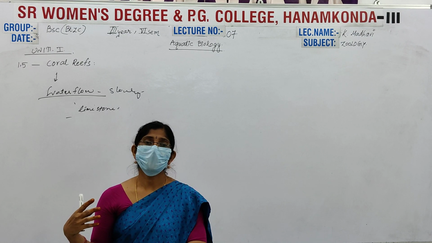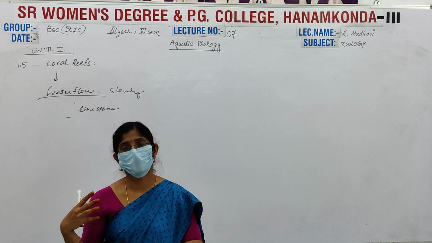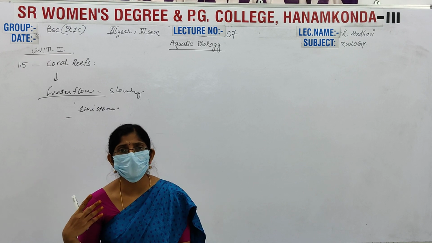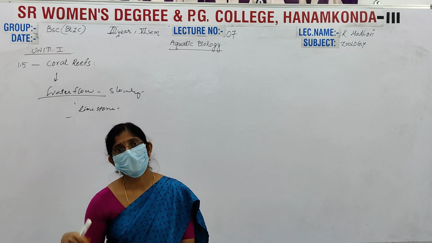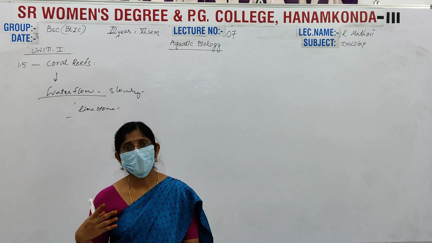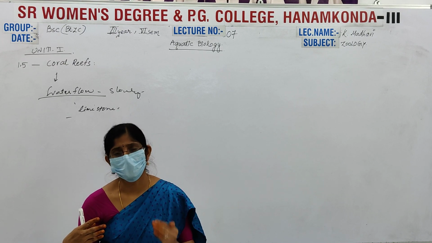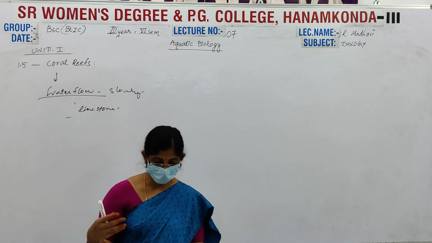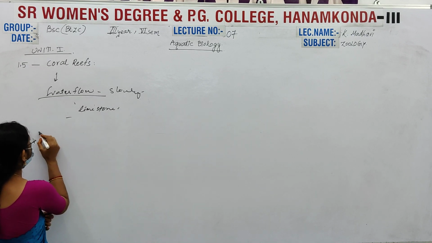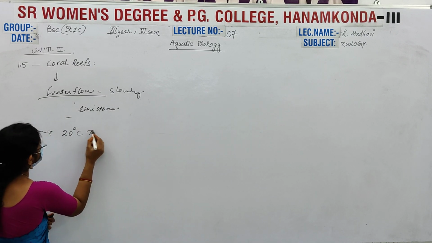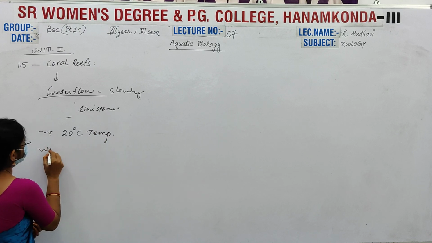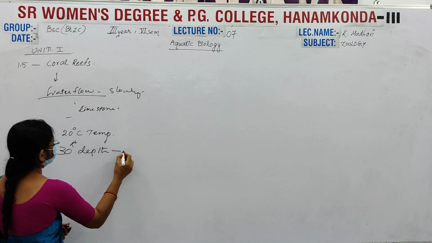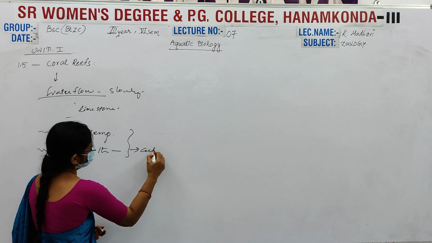What are the characteristics for the growing of these corals? The climatic conditions. Which types of climatic conditions are helpful for growing coral reefs in the oceans or sea waters? Here, a temperature of 20 degrees Celsius, and a depth of 30 feet. 30 feet of depth is the minimum required for the growing of these corals. 20 degrees Celsius of temperature, and the next one is 30 feet of depth.